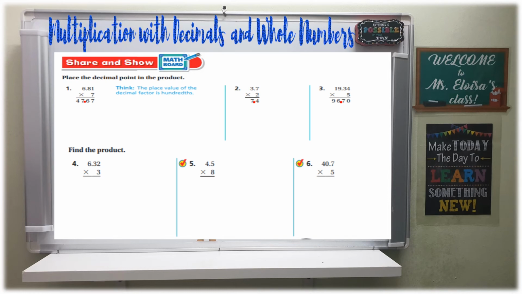Now for numbers 4, 5, and 6, you're going to find the product. Be sure to put the decimal point in its proper place. You can do it, try it, and see the answer later. Okay, so for number 4, the product is 18.96. Number 5, it is 36.0 or 36. And number 6, that is 203.5. Do you get the same answers? Very good.